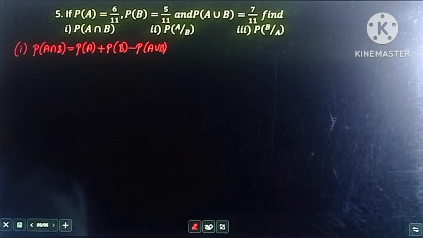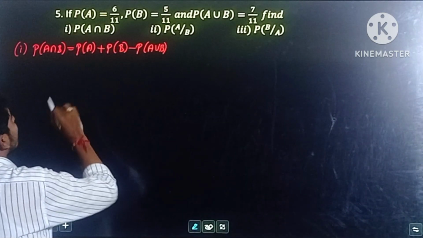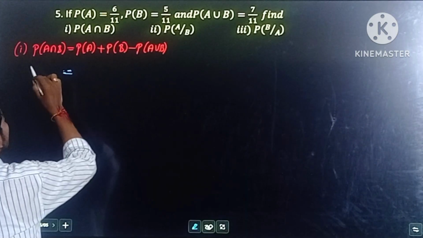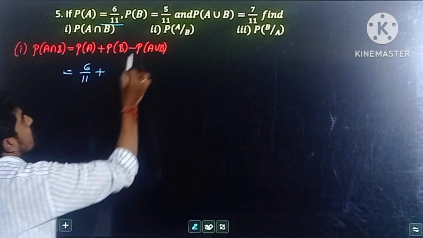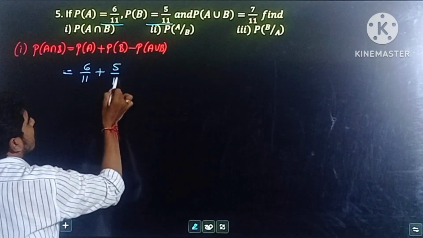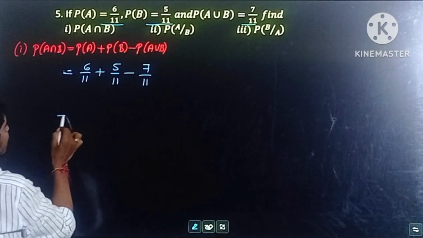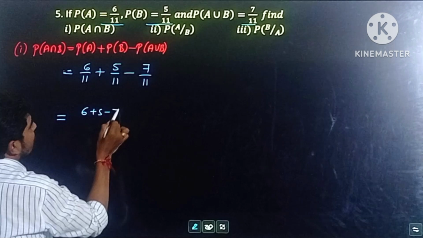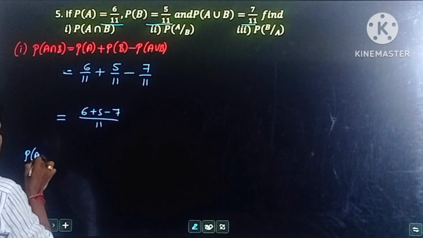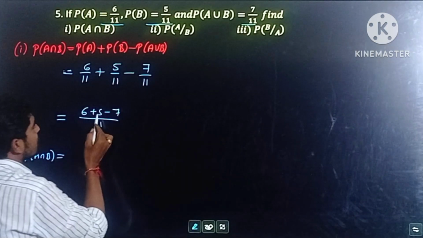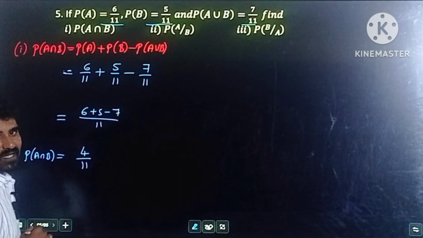So this is a known formula. And he has given the values of probability of A, probability of B and probability of A union B. Just substitute here to get the value of probability of A intersection B. Probability of A is 6 by 11 plus probability of B is 5 by 11 minus probability of A union B is 7 by 11, which is equal to 6 plus 5 minus 7 divided by 11 because the denominator is the same. Hence required probability of A intersection B is equal to 6 plus 5 is 11, 11 minus 7 is 4, divided by 11, is the required answer.